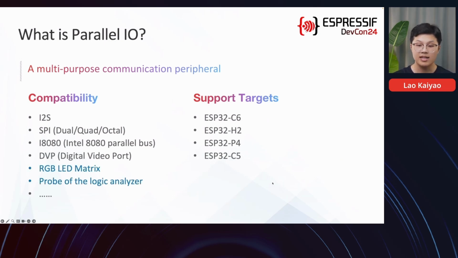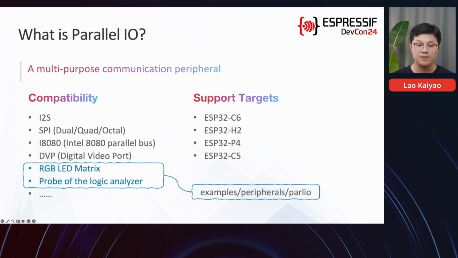Currently, only the last two cases have been accomplished in the IDF example. You can find them in this path, but the other cases are still under development. We now have four targets that support the parallel I/O peripheral. They are C6, H2, P4, and C5.